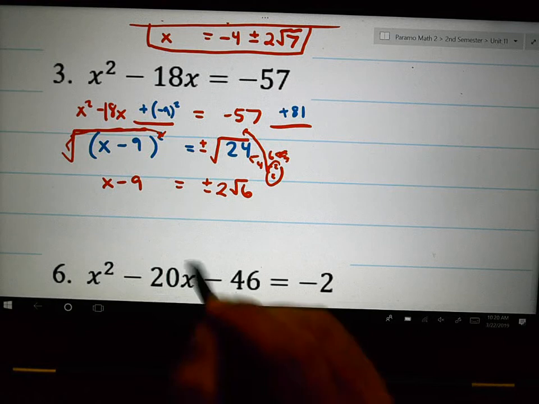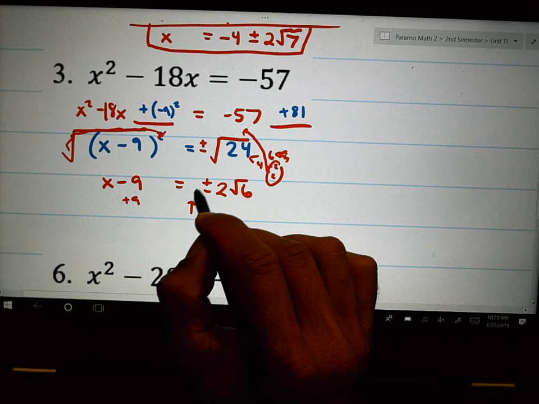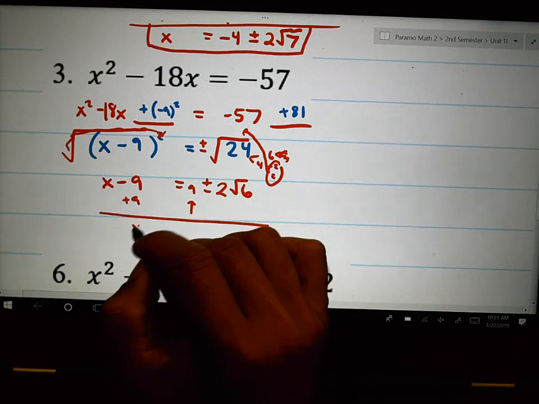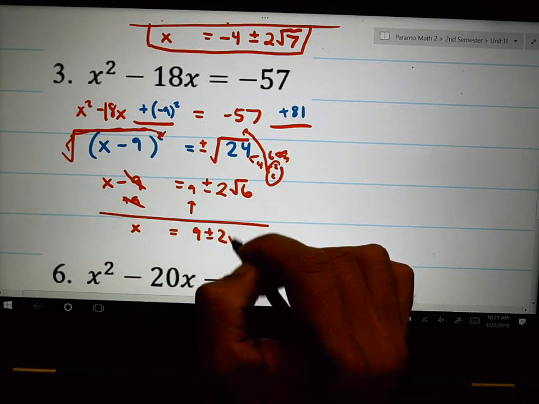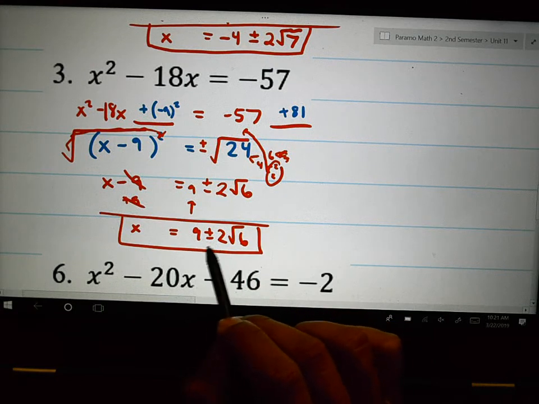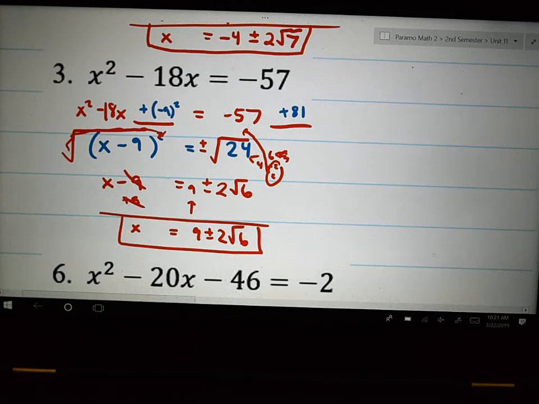You only have one more step to do, which is get the x by itself. Add 9. And we're going to put that 9 in front of the plus or minus sign every time. You cannot add the 9 and the 2. They are not like terms. You can only put root 6's together with other root 6's. Simple?